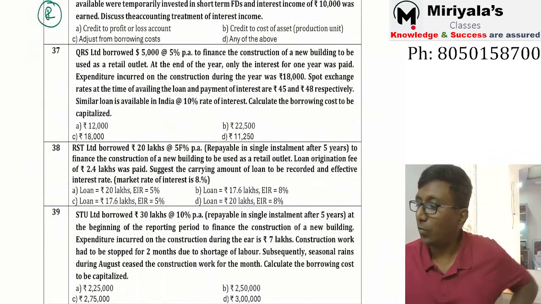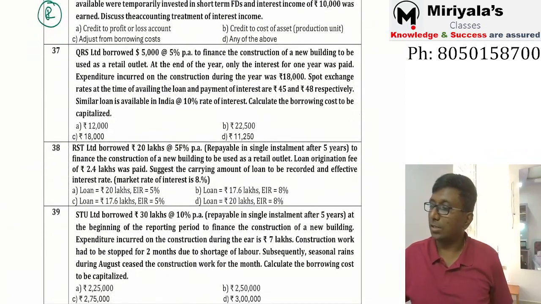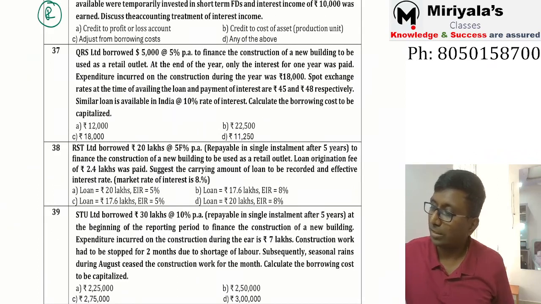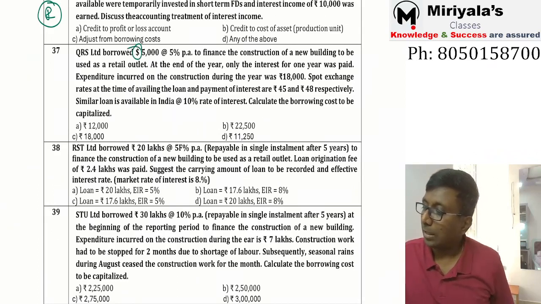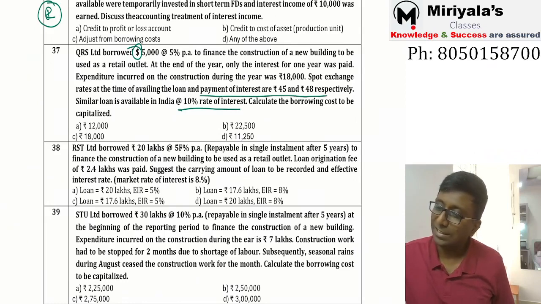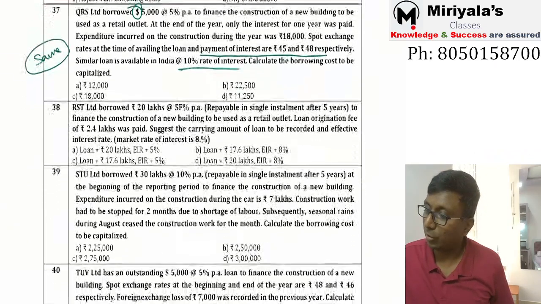QRS Limited borrowed 5,000 rupees at 5% to finance the construction of a new building to be used for the retail outlet. At the end of the year, only interest for the 1 year was paid. Expenditure incurred on the construction during the year is equal to 18,000. Spot exchange rates at the time of availing the loan. Okay, this is again dollars. Correct? Yeah, okay, fine. The spot exchange rates at the payment of interest are 45, 48 respectively. Similar loan if I had taken in India, 10 percent. Isn't it the same kind? This is the same nature of question. That's why I'm not doing it.